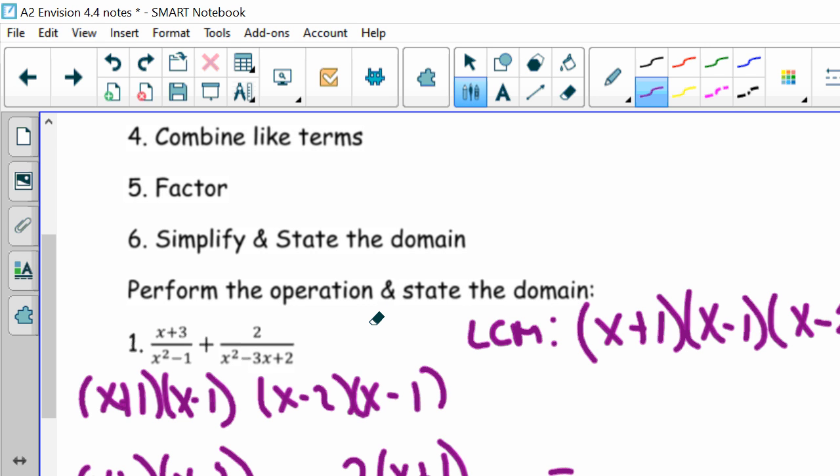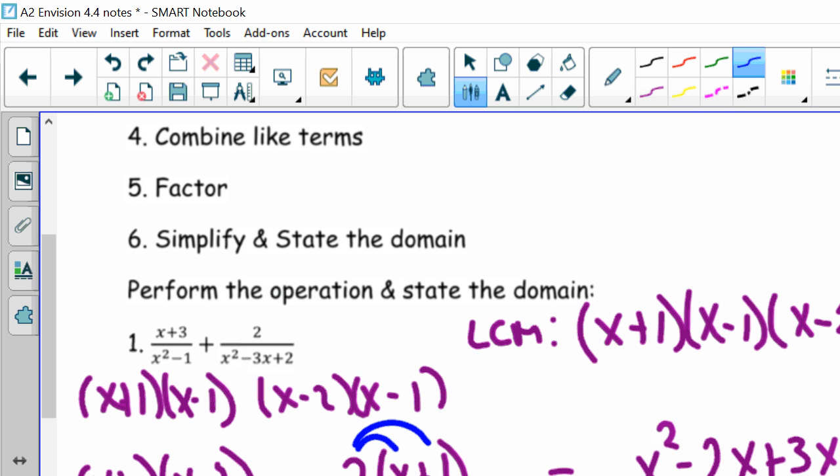I want to go ahead and FOIL on the top. So x plus 3 times x minus 2. When I multiply that out, I get x squared minus 2x plus 3x minus 6. And then I'm going to distribute my 2 on this side, plus 2x plus 2. So I just distributed and FOILed. I'm not going to write down the whole denominator again until I'm done. Okay? So now I'm going to combine like terms here. So x squared, let's see, plus 3x minus 4. That's what I'm left with.